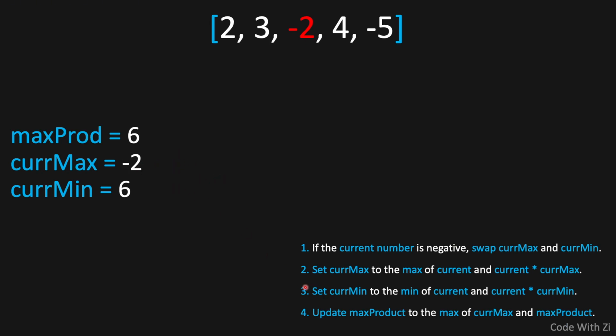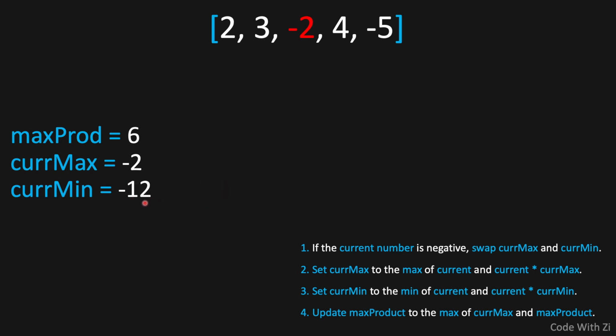And then we have to find the minimum for our currentMin. So let's find the minimum between current and current multiplied by currentMin. So minimum between minus 2, which is our current number, and current number multiplied by our current minimum. So minus 2 and minus 12, we're going to pick the minus 12 because we want to look for minimum.